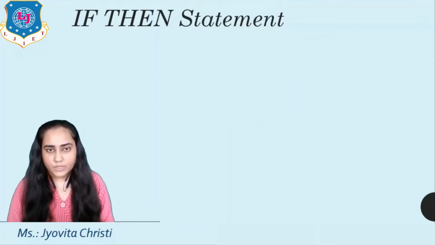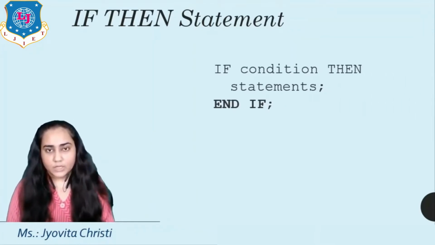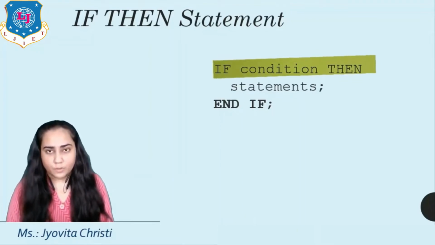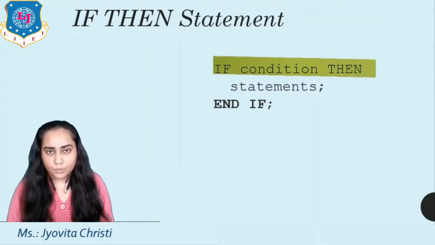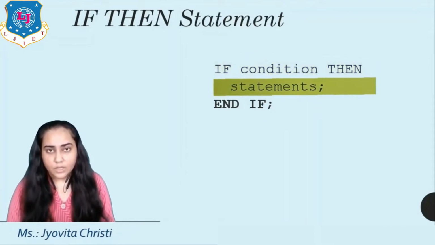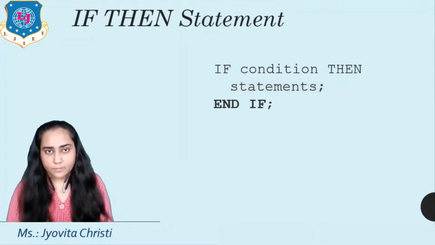The following illustrates the structure of the if-then statement. The condition is a Boolean expression that always evaluates to true, false, or null. If the condition evaluates to true, the statements after the then execute. Otherwise, the if statement does nothing.